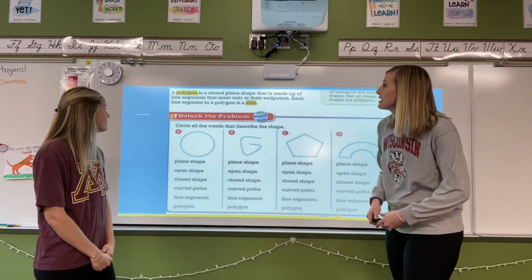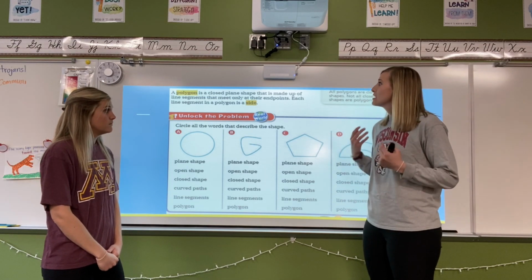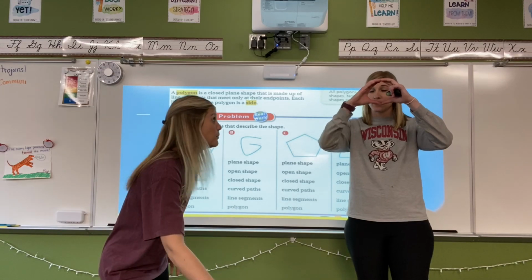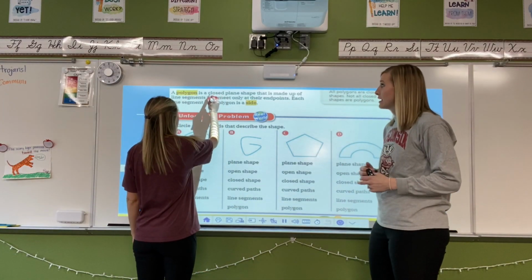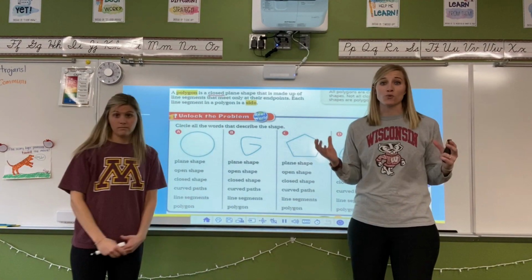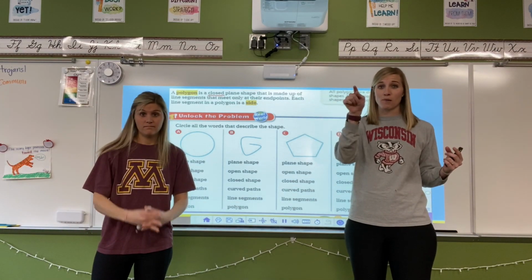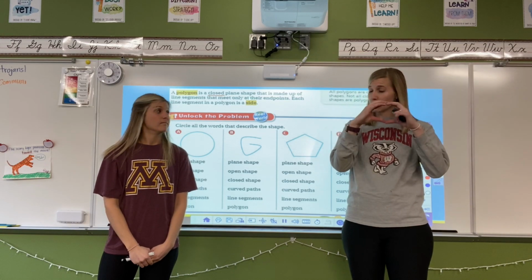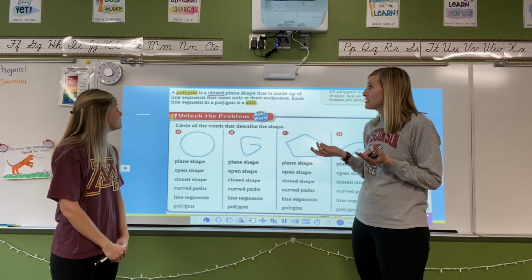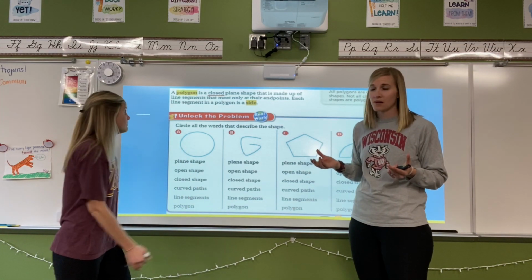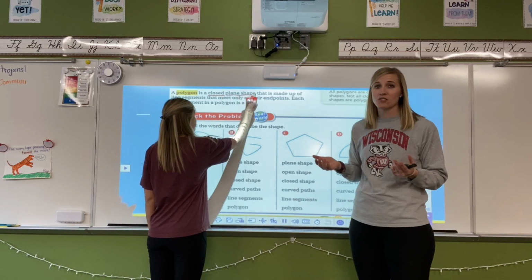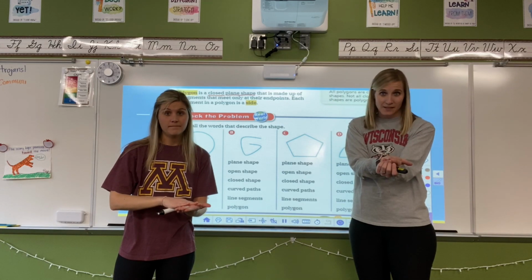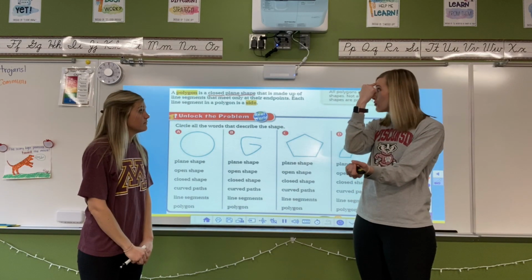So a polygon is a closed plane shape. So we're going to stop there. It's closed. I think I'm going to underline the word closed. Remember, it's closed, meaning it has a start point and it ends at that same point. The next part says that it's a plane shape. Plane shape is also a 2D shape, meaning that it is flat. Okay, so we got to think about those.